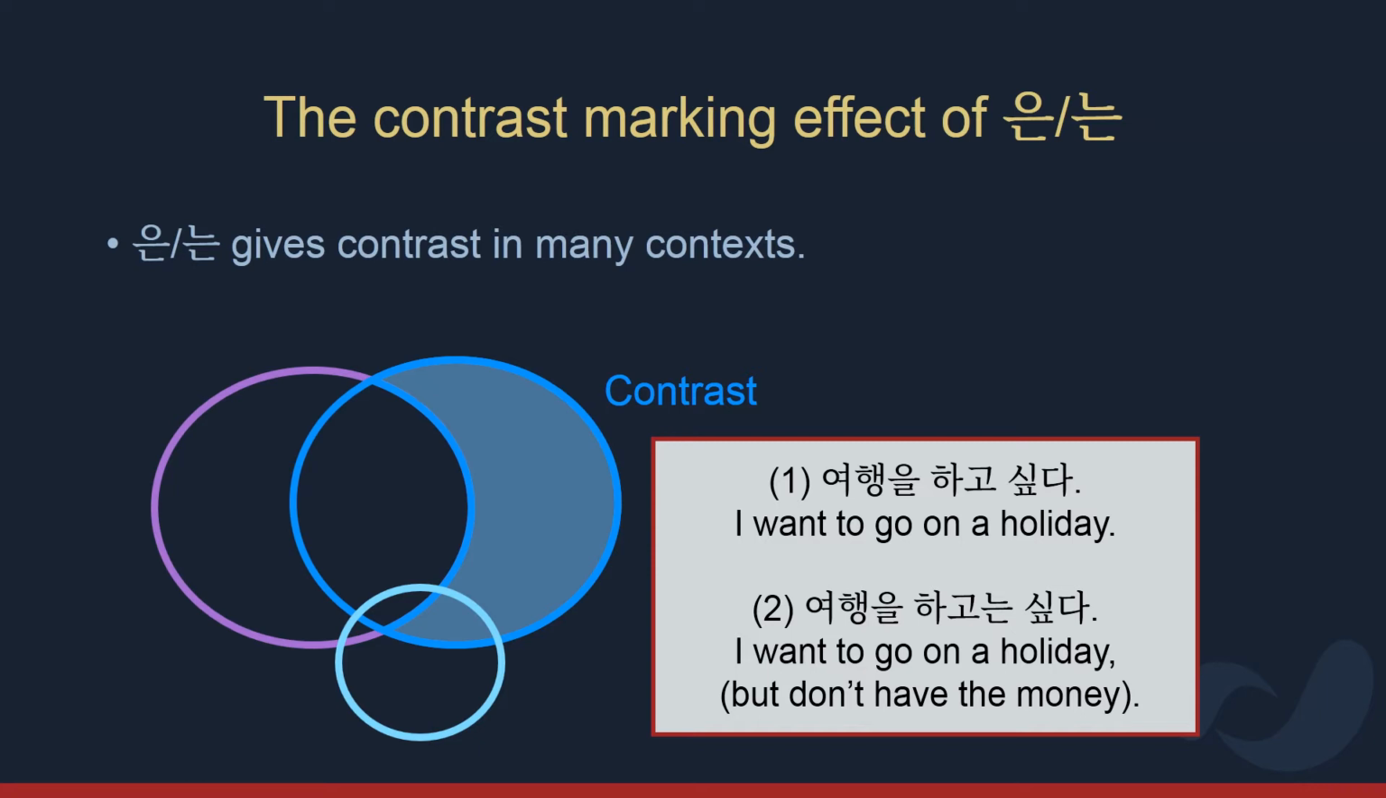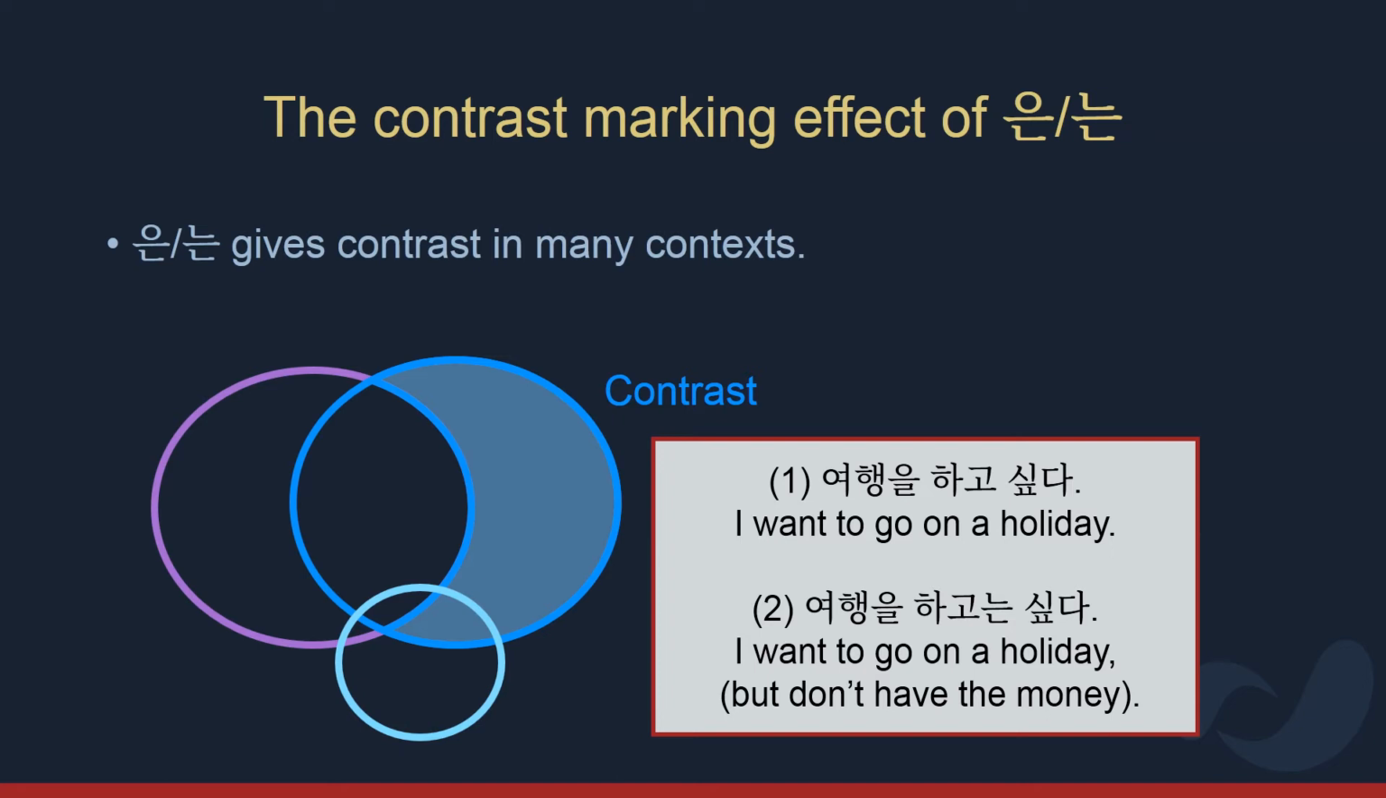In sentence 2, the effect of nun is to say, I want to go on holiday, but for some reason I can't. It's impossible to know what the speaker is implying without knowledge of the conversation at hand. It depends on the context. It's important to note that nun itself doesn't add the meaning, but I don't have the money. What it does is tell the person listening to infer something which is contrary to what is actually said.